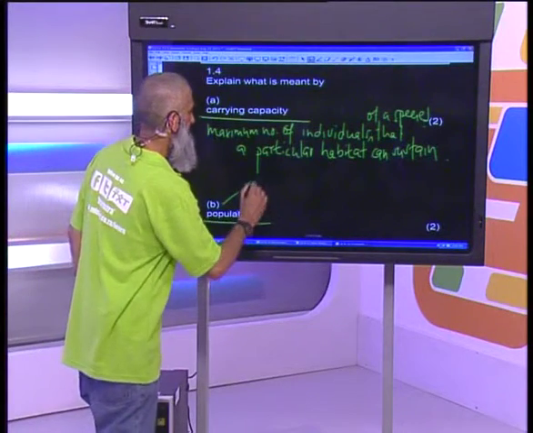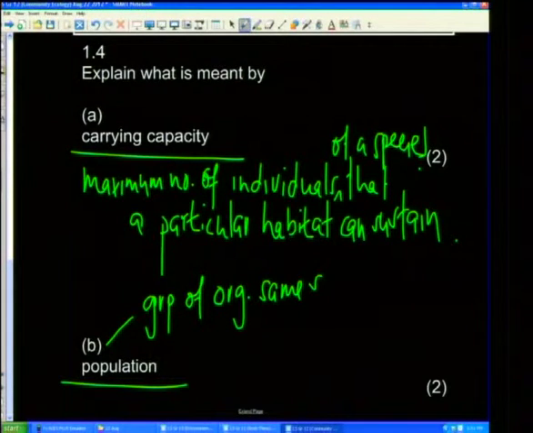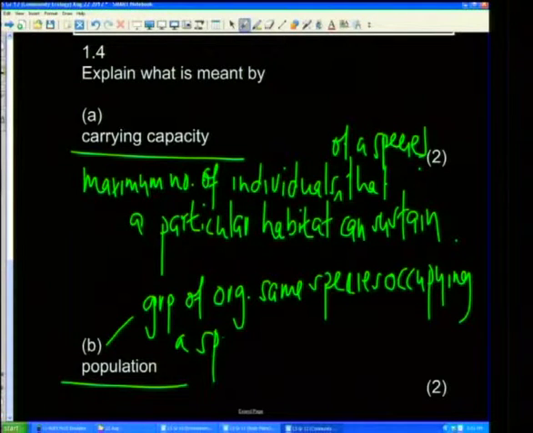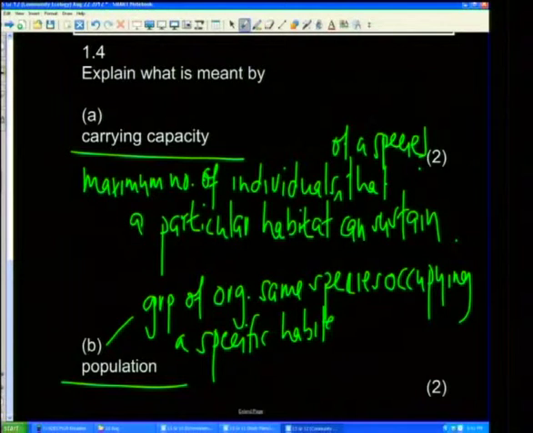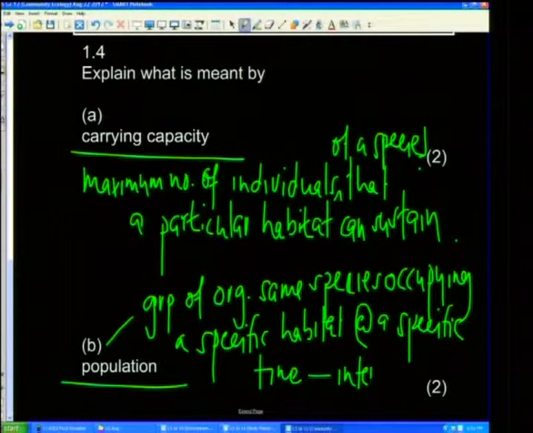Population is a group of organisms of the same species occupying a specific habitat at a specific time, and they must be able to interbreed.